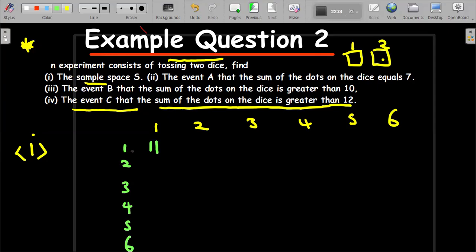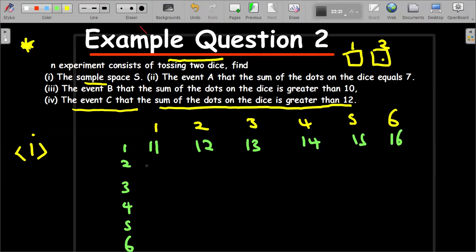Is 1. Okay, so it means we are going to have 1 and 2 there. Okay, here we're going to have 1 and 3, here to be 1 and 4, 1 and 5, 1 and 6. Okay, so we'll continue just the same pattern here.